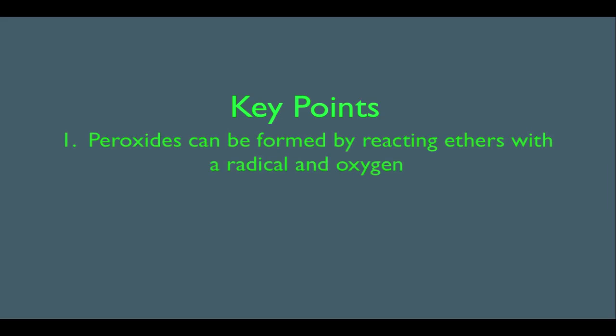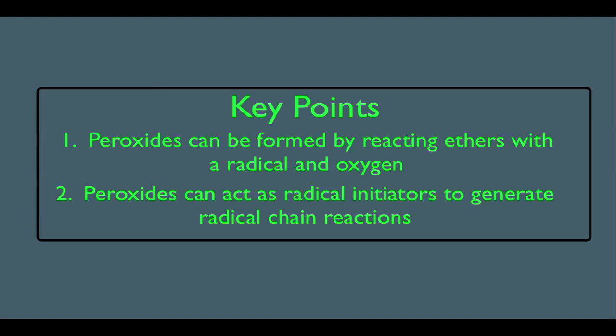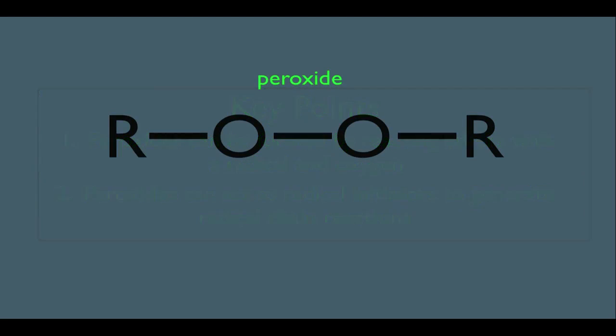So our first key point is number one, peroxides can be formed by simply reacting ethers with a radical and an oxygen. And like I said before, number two here, peroxides can act as radical initiators to generate radical chain reactions.